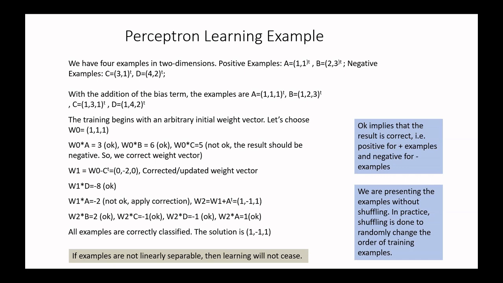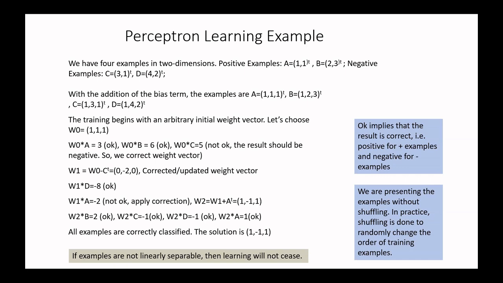Now, we need to have a bias term. So the first thing we do is add an extra 1 to all these vectors. So we augment them. A becomes 1, 1, 1, B becomes 1, 2, 3, C becomes 1, 3, 1, and D becomes 1, 4, 2. So we added 1 at the beginning. Let us assume that our initial choice for the weight vector is 1, 1, 1.